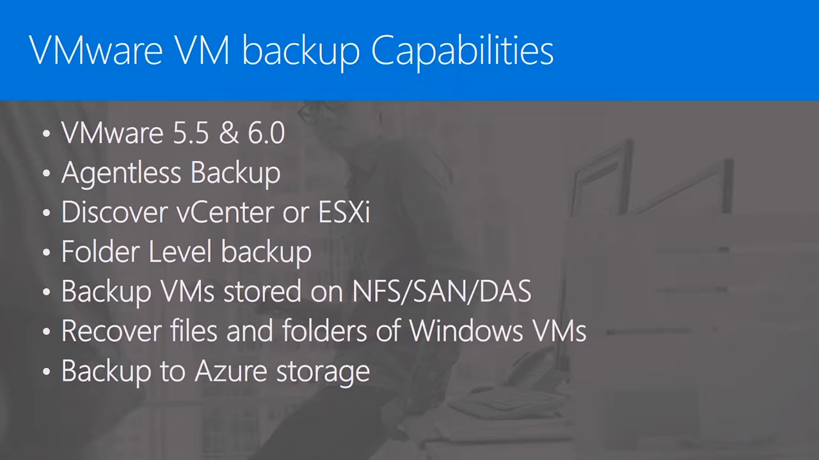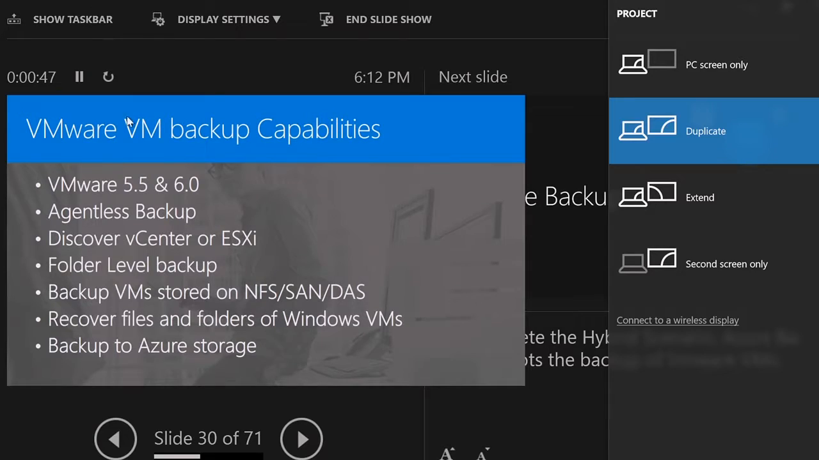The other thing that we support is backup of VMware infrastructure. If you have an ESXi host running in your environment, we support the ability to back up VMs that are running on your ESXi host. It has to be VMware 5.5 or 6.0. It's an agentless backup, connecting the backup server to your VMware environment, and then we can take backups, and it discovers your virtual machines in that environment. So let's jump back to the demo to show you what that looks like.